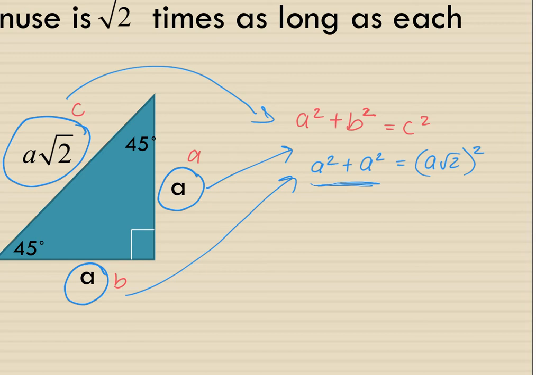Let's say you had x squared plus x squared. What does that become? If we have x squared plus x squared, what does that become, guys? 2x squared, right? So a squared plus a squared is going to be 2a squared, okay? Now let's say we squared this portion on the right. This is going to be a squared times the square root of 2 squared.